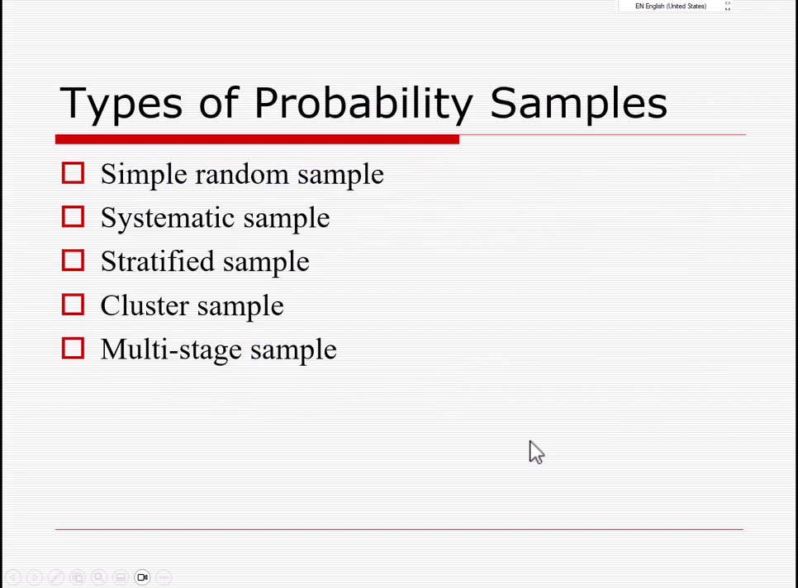So as in probability samples, we have simple random sampling, systematic sampling. Systematic sampling is really the same as simple random sampling. It's just a method to obtain a simple random sample. Then stratified sampling, cluster sampling, and multistage sampling. And you can have combinations such as multistage stratified sampling, which is very common in national surveys.